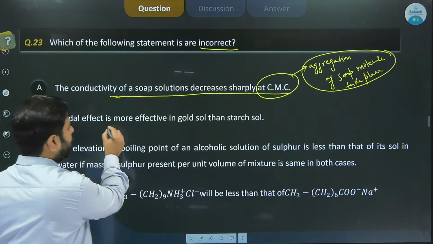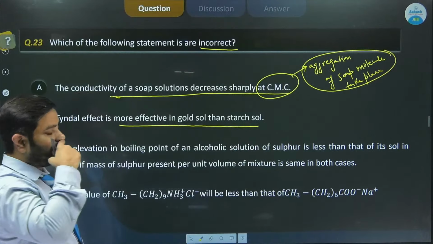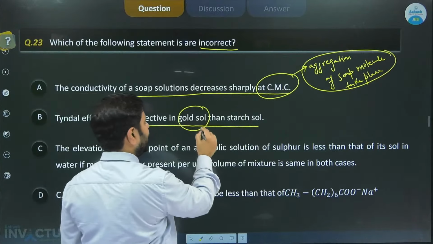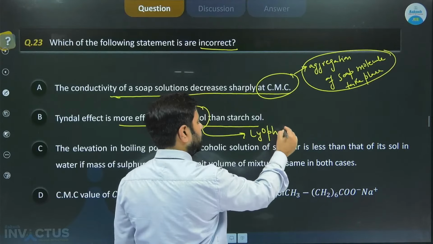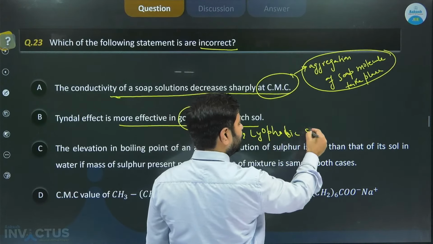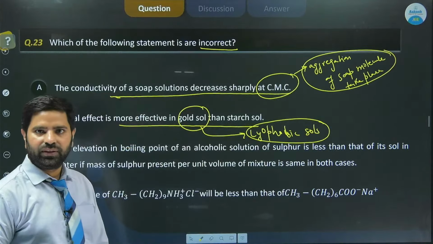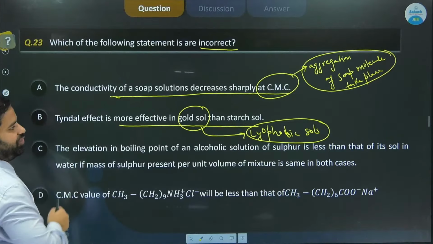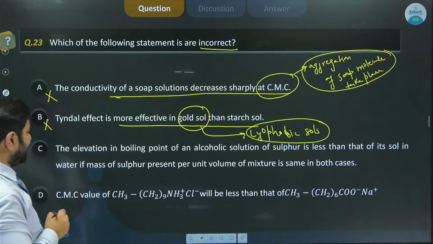Tyndall effect is more effective in gold sol than the starch sol. We know that gold sol is a lyophobic sol. And for lyophobic sols, the Tyndall effect is more effective than for lyophilic sols. So this is again a correct statement. We have to choose the incorrect statement.